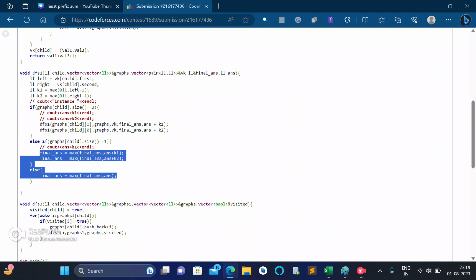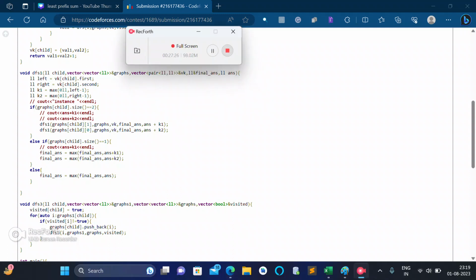And at the end, what I had done is final answer equal to max of final answer comma answer, and here you can see the parameter answer. In this way we coded this question.